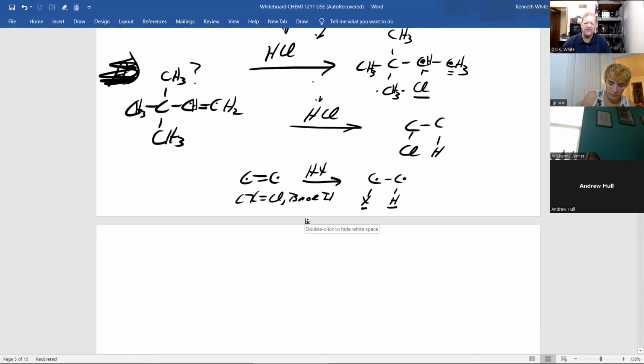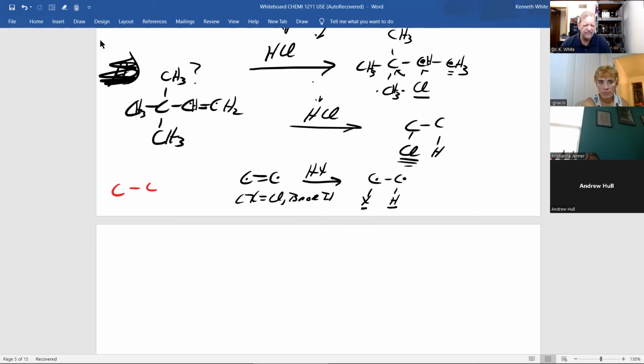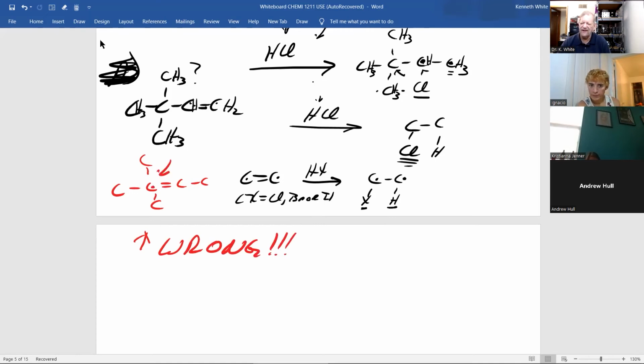Now, let me show you something very important. What if you said, well, one of the carbons has the chlorine, is the carbon double bond, and I'll make this carbon the other one. And I'm going to do this in red because it's wrong. How do you know it's wrong? Look at that carbon right here. How many bonds do you see there? Count them.